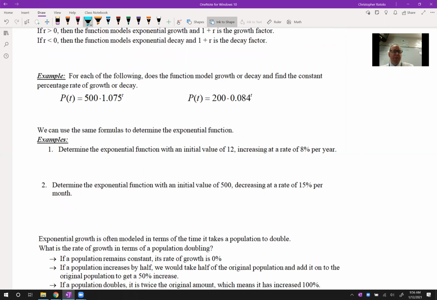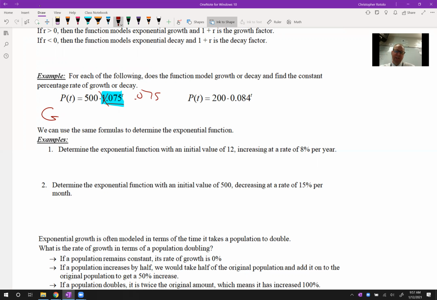So if we take a look at the first couple here: for each of the following, does the function model growth or decay, and find the constant. Okay, so here's what we have. It's greater than 1, so we know it is a growth. And what I like to do to make this super simple is to take out the 1, because that means that it stays the same. And for the rest of it, I have 0.075, and what I have to do is change that out.